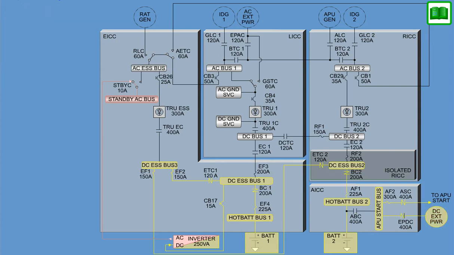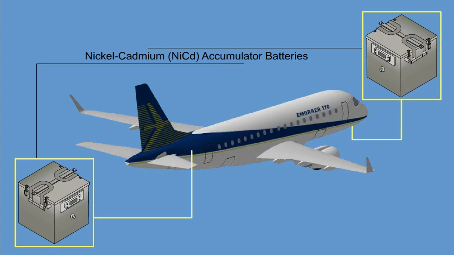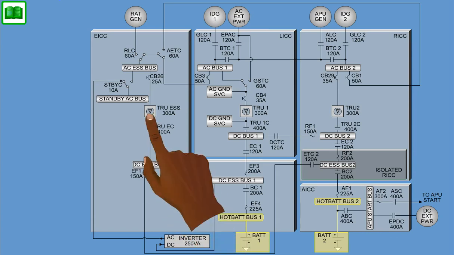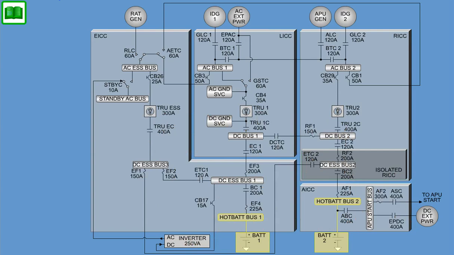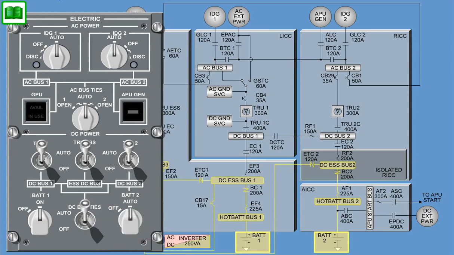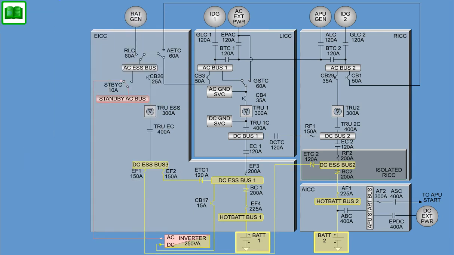The only function of the DC external power is to supply DC power to the APU start bus for an APU start. External DC power is controlled by dedicated system relay logic. Two nickel-cadmium NiCad accumulator batteries are provided for powering essential loads if transformer rectifier unit power is not available. Batteries 1 and 2 are used to back up all DC buses to ensure a break-free environment for DC loads.